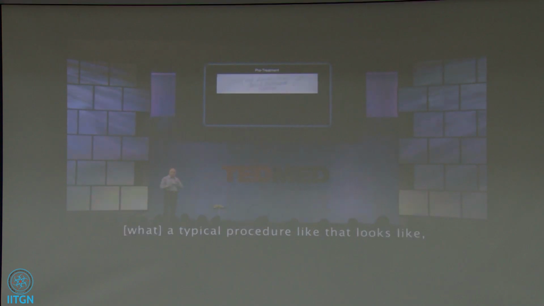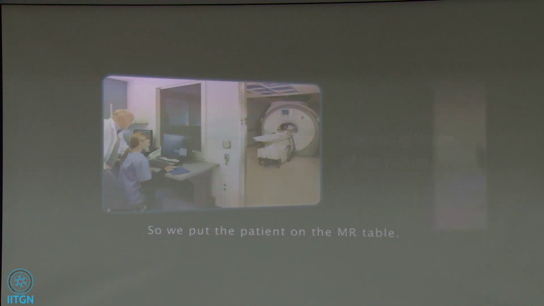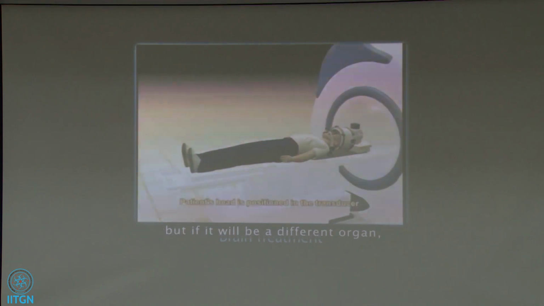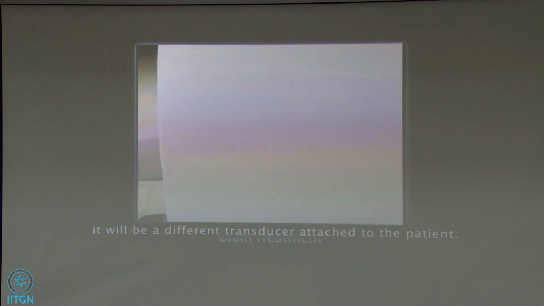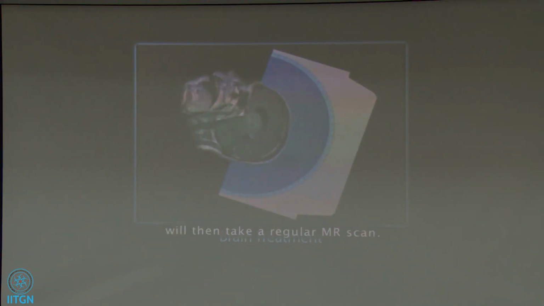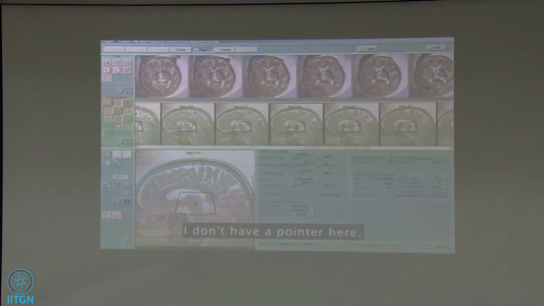So now I'll take you through how a typical procedure like that looks, how a non-invasive surgery looks. So we put the patient on the MR table, we attach a transducer, in this case to the brain, but if it were a different organ, a different transducer would be attached to the patient. And the physician would then take a regular MR scan. Okay? And the objective of that, I don't have a pointer here, but you see the green rectangle. This is the general area of the treatment. It's a safety boundary around the target. It's a target in place, okay?